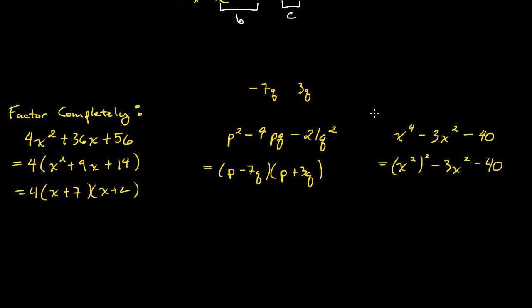Now I can make a substitution. Let x squared be equal to a, and I'm just going to replace x squared with a. So this is going to be equal to a squared, where I've just replaced x squared with a, minus 3a minus 40.